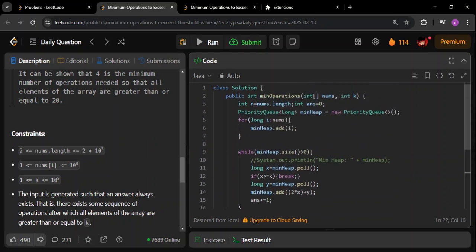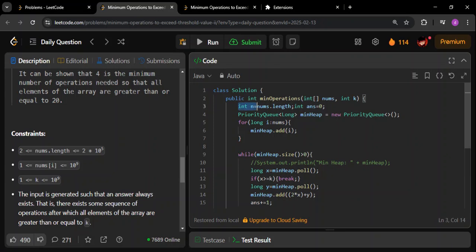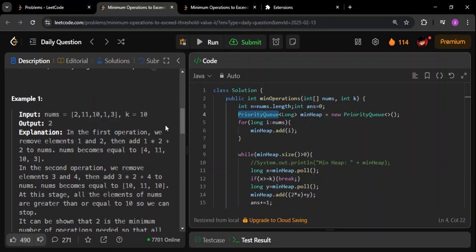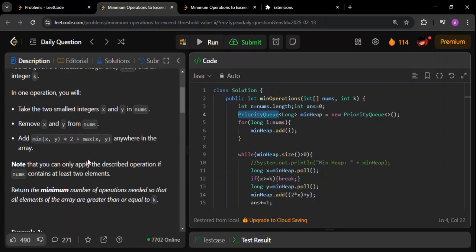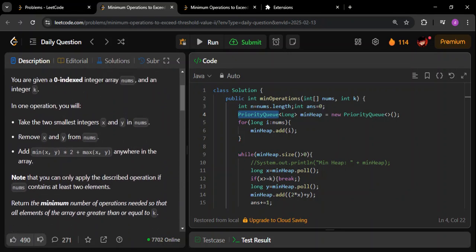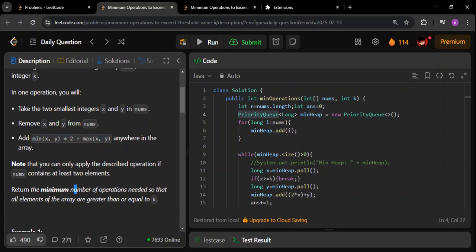Let us quickly see what we are doing here. First, I'm calculating the length of the given input. Then I'm calculating my answer, which I'm initializing with 0. Then I'm taking a priority queue. Remember what a priority queue is: the idea is that you can basically sort. In each step, either in the starting itself or after each addition, you can sort, take the smallest two, calculate this value, add it back, sort again, and keep repeating until all the elements are greater than or equal to k.